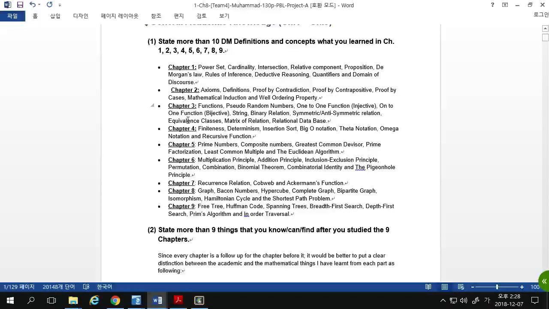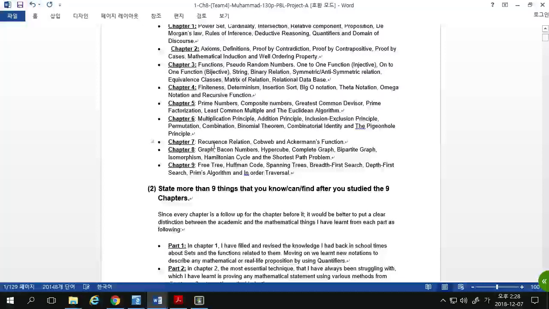For chapter 3, we learned about the functions, and the most important part is that we learned about different types of functions, like onto function, bijective, surjective functions. For chapter 4, we had many different notations for analyzing an algorithm, like big O notation, theta notation, or omega notation. For chapter 5, we learned about some number theory. So we learned about something that we already know from high school, which is prime numbers, composite numbers, greatest common divisor, and so on.